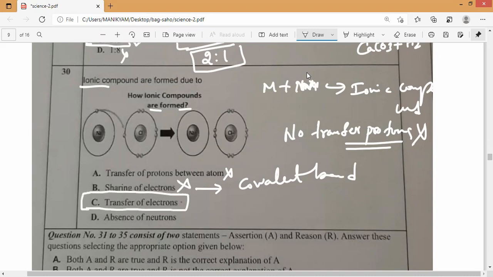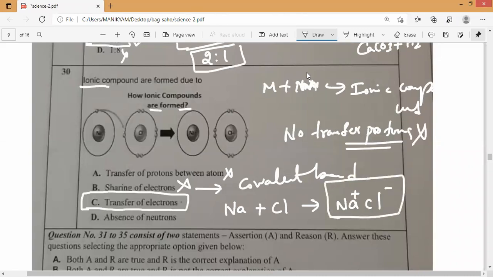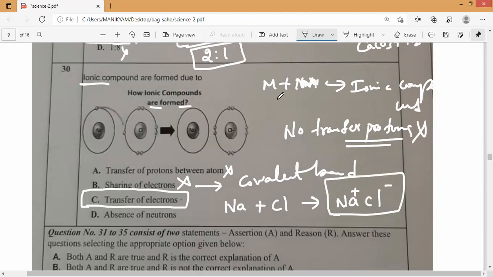Next, ionic compounds will form by what? Transfer of electrons. Here they have given sodium. Sodium will give to chlorine. What do we get? NaCl. Na plus and Cl minus. So it is an ionic compound, by donating one electron and by receiving one electron. Understand, everybody?